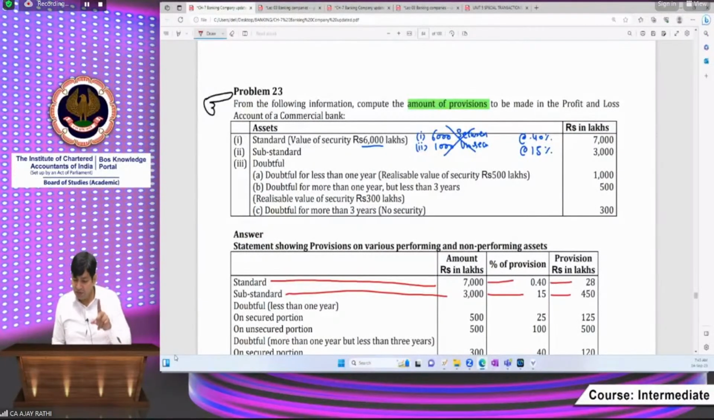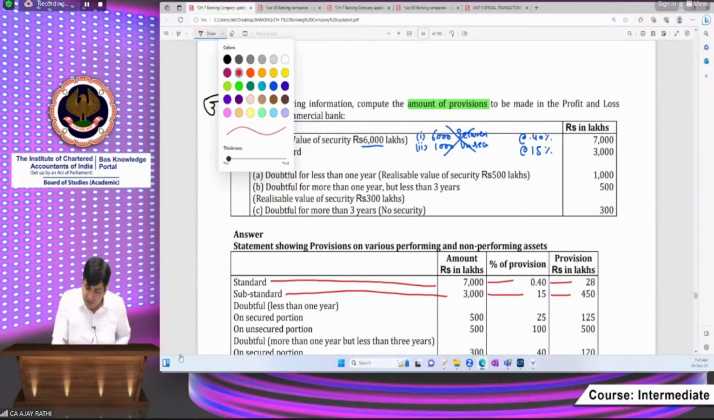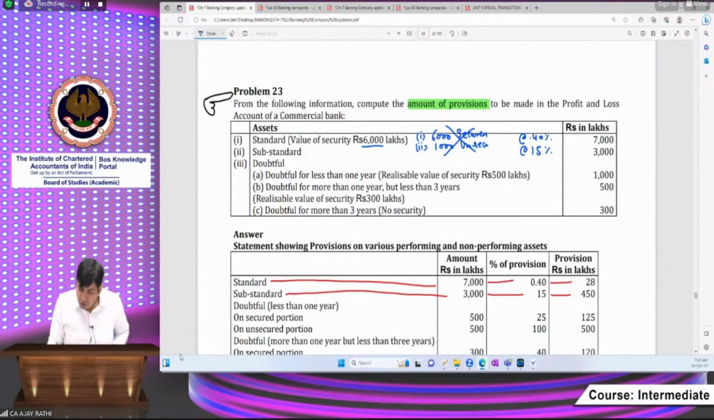Okay, beta. Now check next. Next one is doubtful. Now check what the amount is that can be called secured and unsecured. Beta, everything we have to check here, secured and unsecured. Here 500 is secured and 500 is unsecured. There are two parts, that is secured and unsecured. For this, 500 is secured, it means 500 is unsecured.